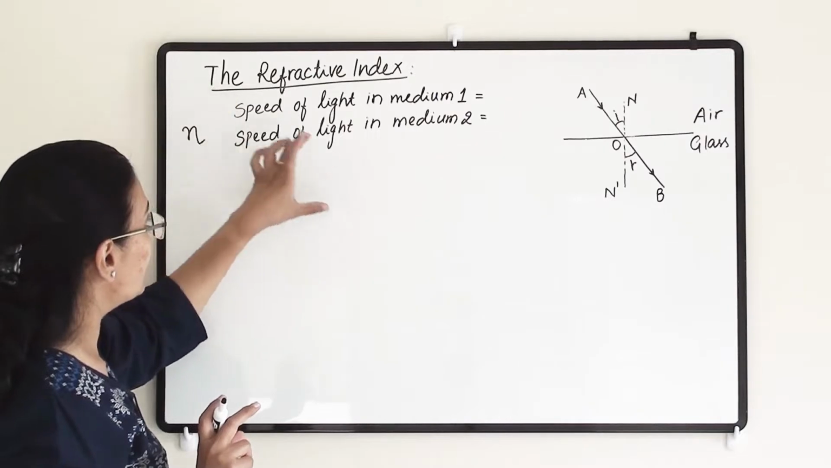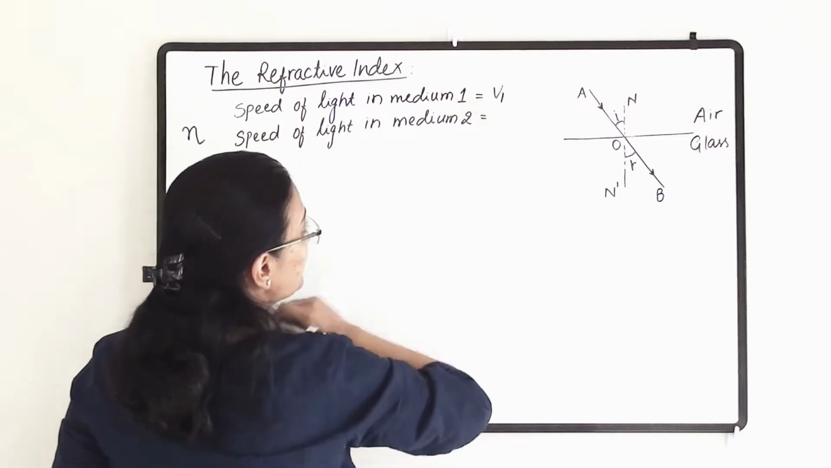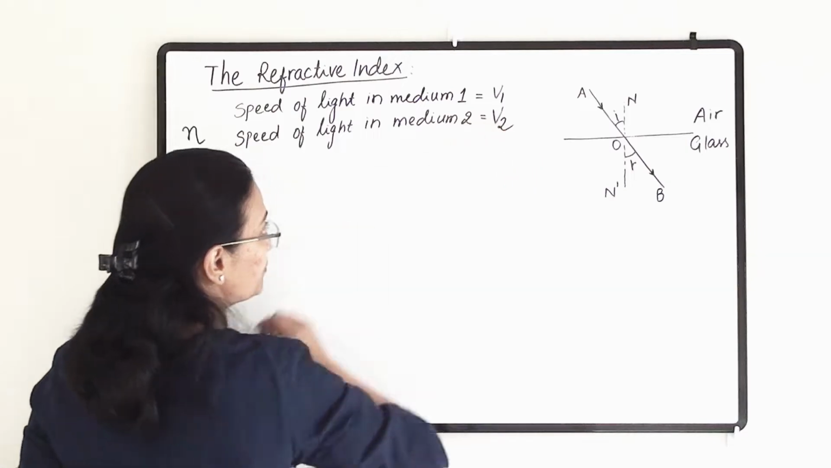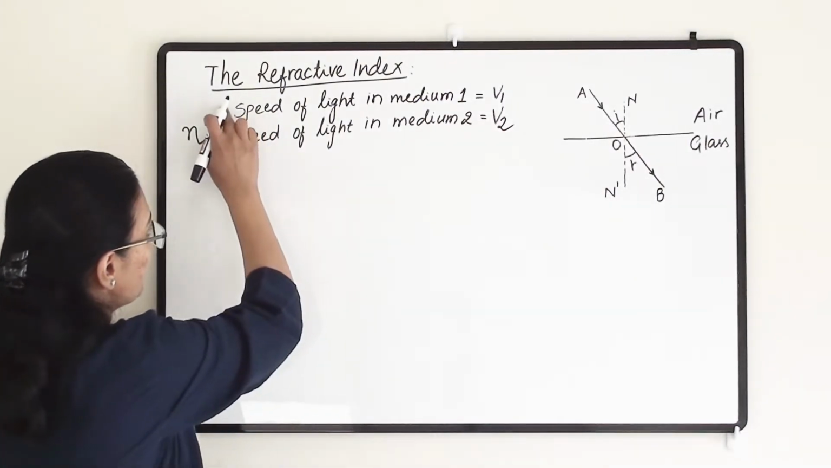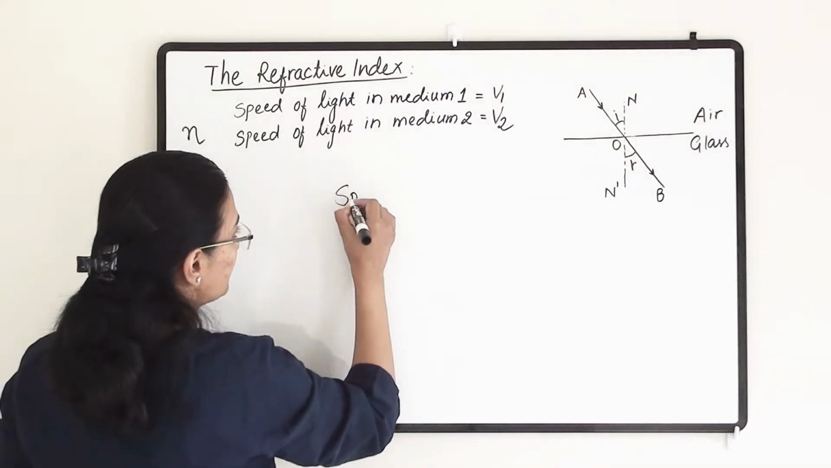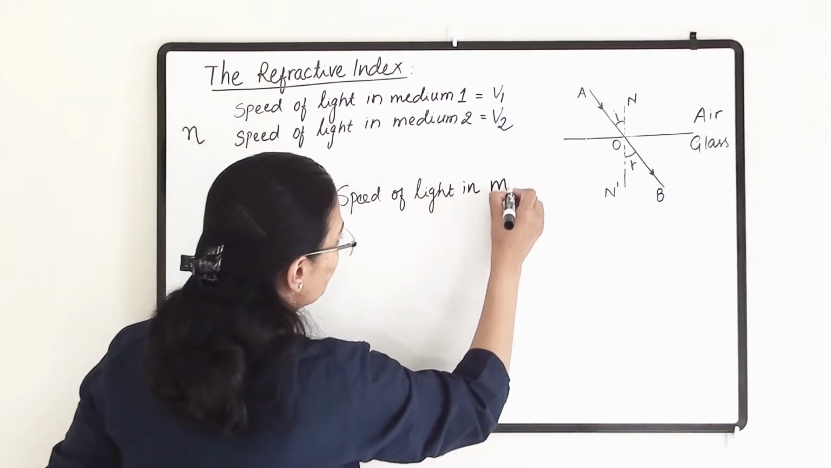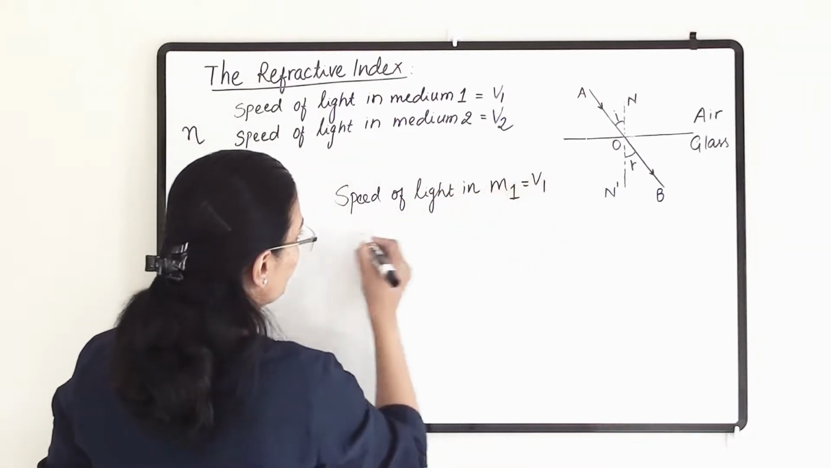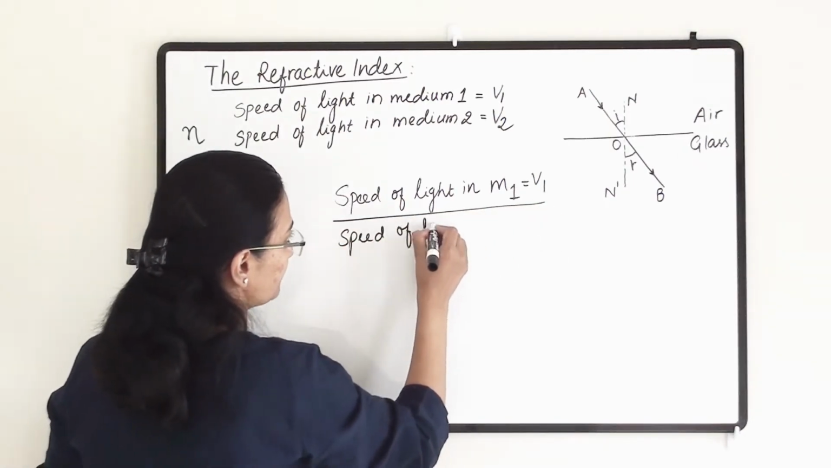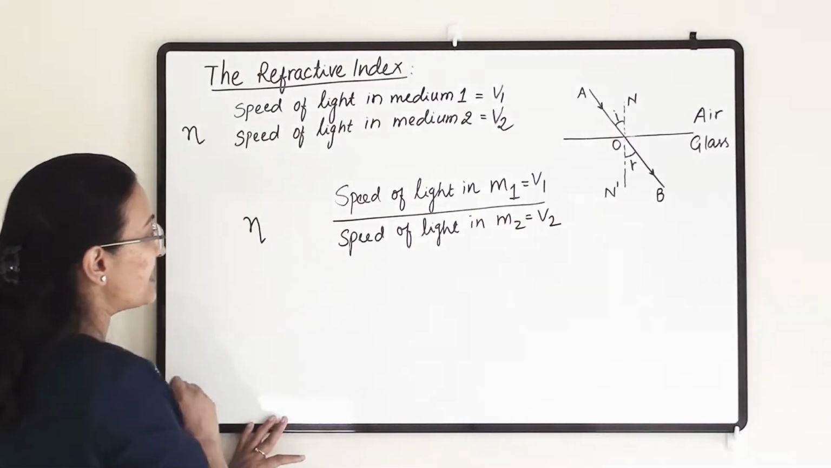Now when we are taking a ratio of these two, the speed of light in medium 1 is V1, whereas the speed of light in medium 2 we are considering as V2. So first we are taking the ratio of V1 by V2. In the numerator we are going to write the speed of light in medium 1, that is V1, divided by the speed of light in medium 2, which equals V2. Now this is our refractive index.